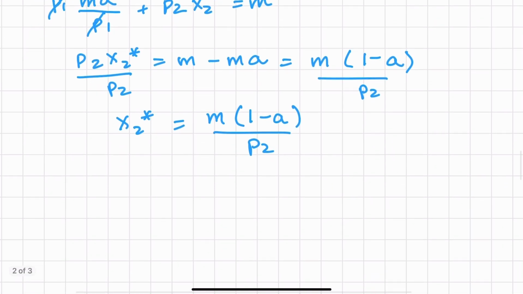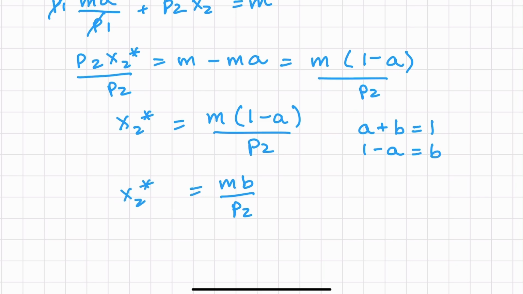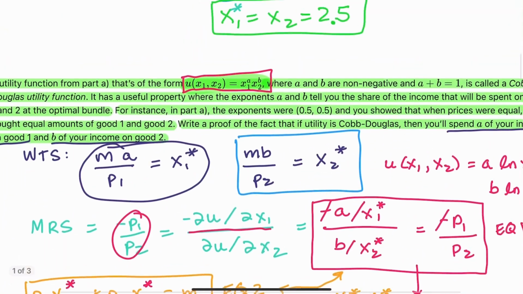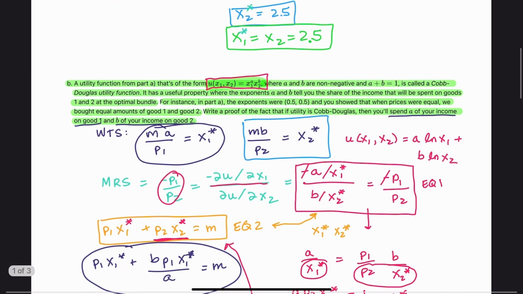That's not exactly what we wanted to show. We wanted to show that X2 star is MB over P2. But notice, if A plus B equals 1, which is our assumption, then 1 minus A is equal to B. So these things are equal. And I think that that's all we needed to show here. Let me go check. Yeah, exactly. All right, part B is done.